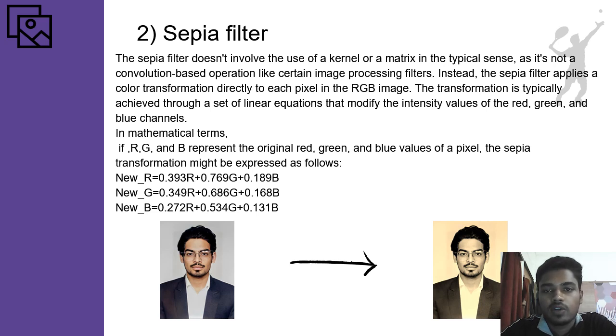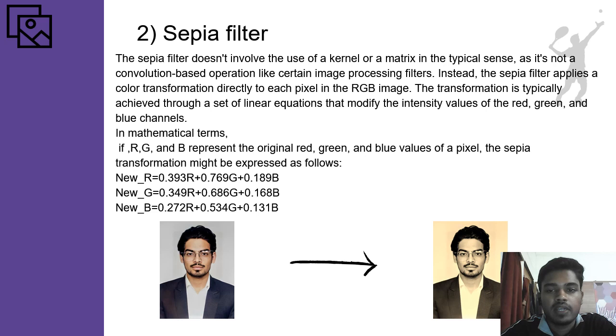The sepia filter does not involve the use of kernel or matrix in the typical sense, as it's not a convolution-based operation like certain image processing filters. Basically, convolution involves applying a filter or kernel to an image. Instead, the sepia filter applies a color transformation directly to each pixel in the RGB image.